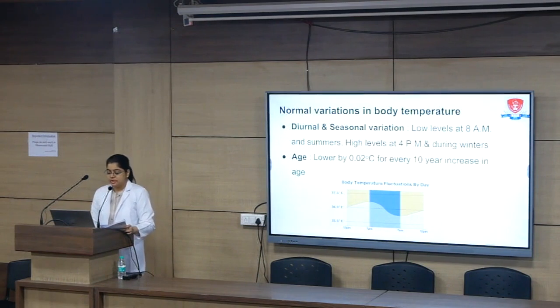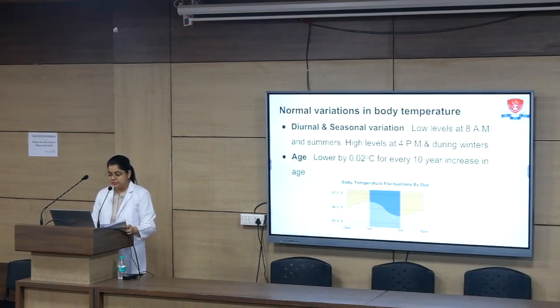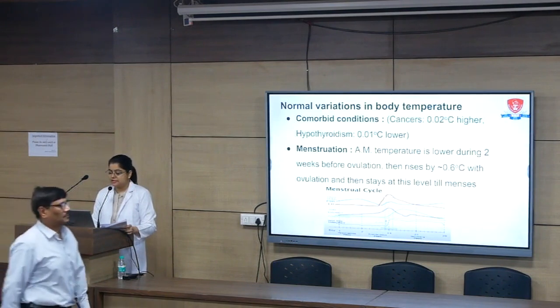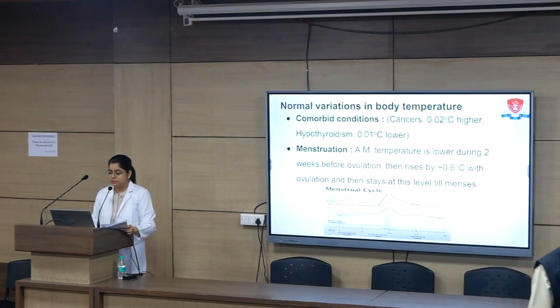Normal variations in body temperature: diurnal and seasonal variation, with low levels at 8 am and in summers, and high levels at 4 pm and during winters. Age: it is lowered by 0.02 for every 10-year increase in age. Comorbid conditions like cancer, it is higher by 0.02 degrees, and hypothyroidism, it is lower by 0.01 degree centigrade. Menstruation: AM temperature is lower during the 2 weeks before ovulation, then rises by 0.6 degrees centigrade with ovulation and then stays at this level till menses.